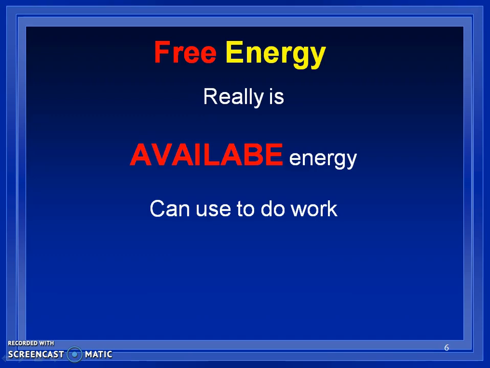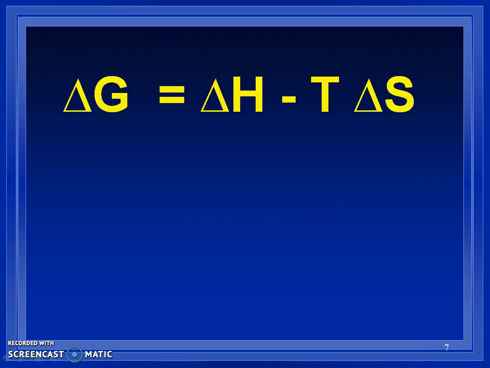Free energy really is available energy. It's the amount of energy that can be used to do work. So he's going to relate this equation where Gibbs free energy equals enthalpy, that's your delta H, minus the temperature at which the system is at, times your entropy, right? How easily it is to go towards disorder.